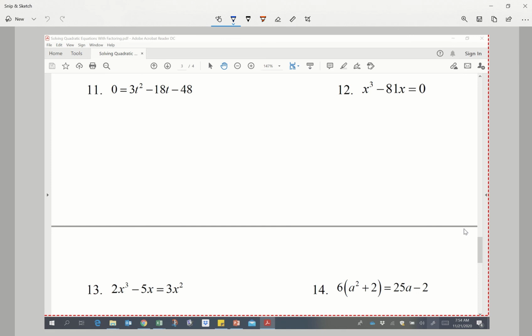In problem number 11, we have 0 equals 3t squared minus 18t minus 48. This is a quadratic equation, again, because the highest power of the variable t is the second power. So it is a quadratic. It's also already in standard form for us. We just happen to have the 0 on the left-hand side this time, which is okay. And when we look at the right-hand side, it is in terms of decreasing powers of t. So we're now ready to go ahead and try to factor the right-hand side.